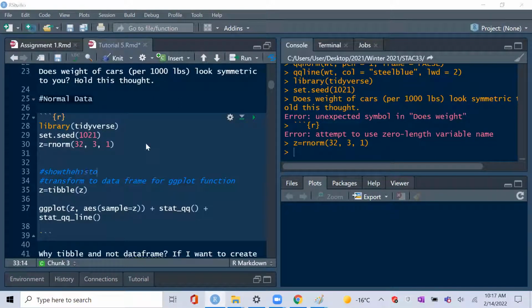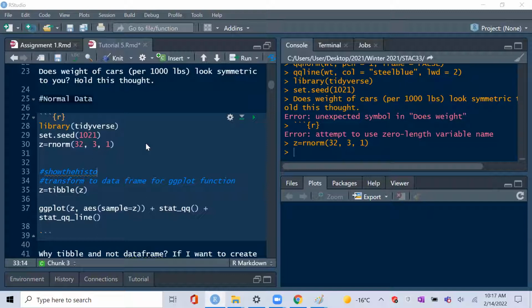Someone asked a question. The reason why I put set.seed, Layla, is because I'm being a bit lazy. I don't want my points to move. I chose it just because my birthday is October 21st. That's me being a bit vain. Sorry, you can choose whatever seed you want.